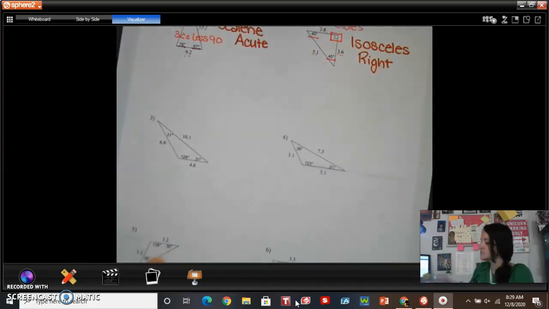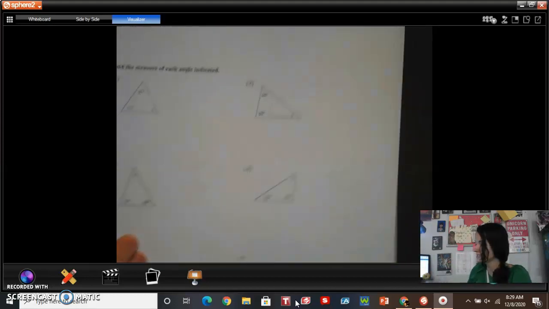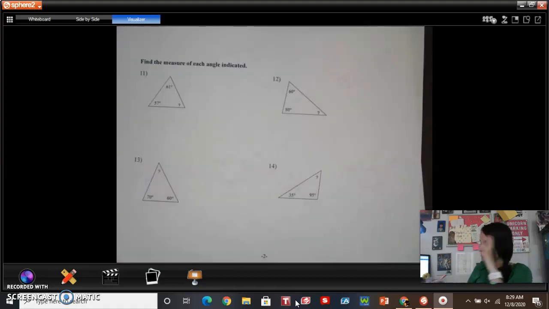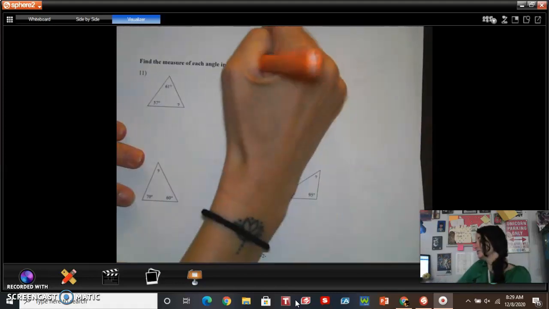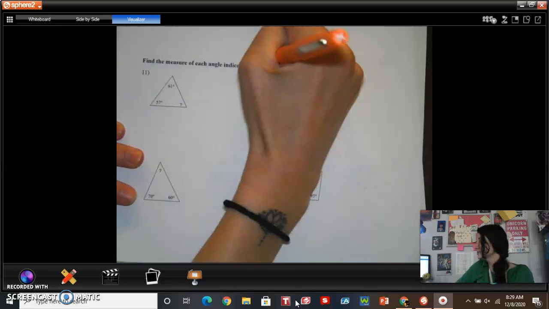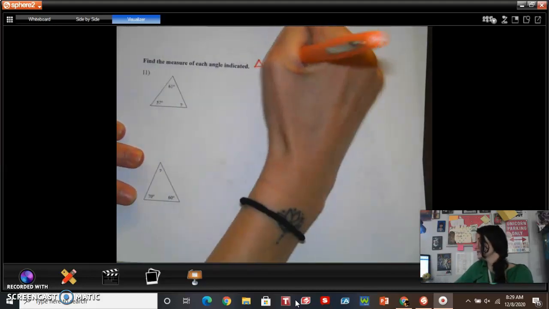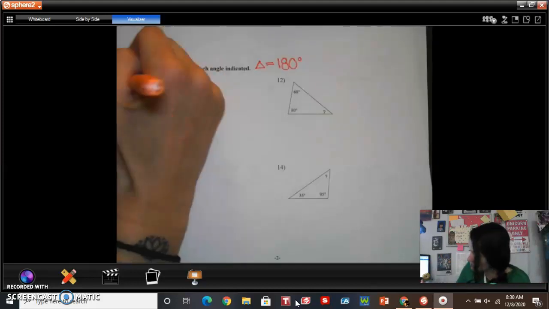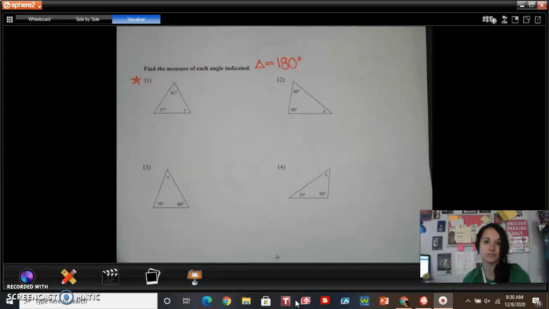All right, so the next part that we're going to be discussing today is the triangle sum theorem, all right? So remember that every triangle on the inside is equal to 180 degrees, okay? So if we're talking about the triangle sum theorem, all 3 of those angles will always add to equal 180 no matter what. So I'm going to do one of those examples with you on how to solve it. We're going to look at number 11 here.